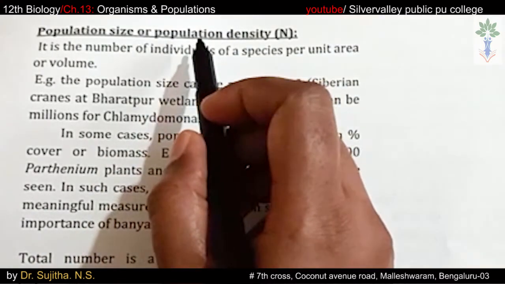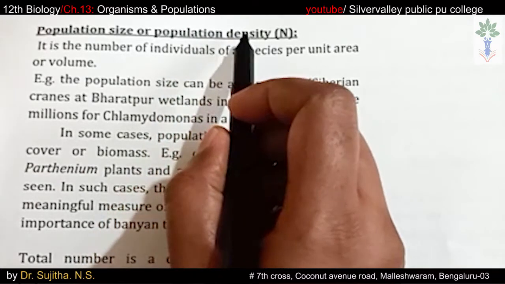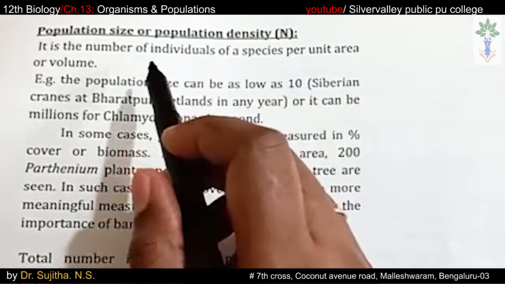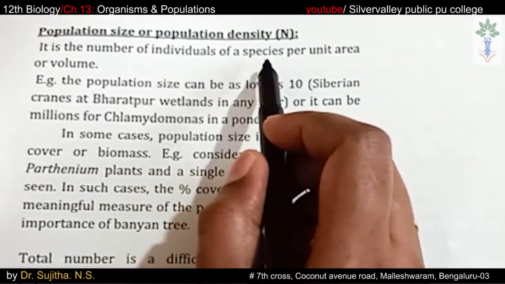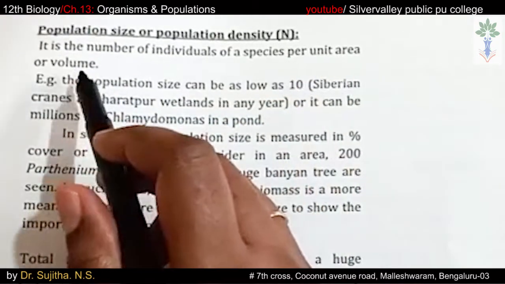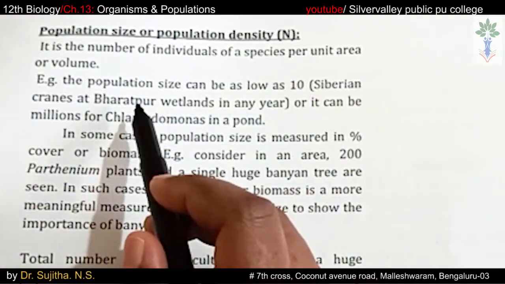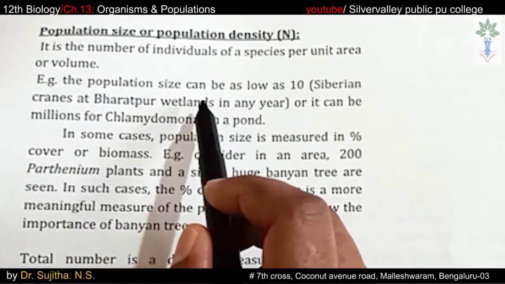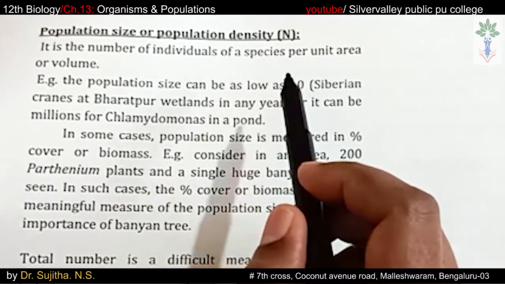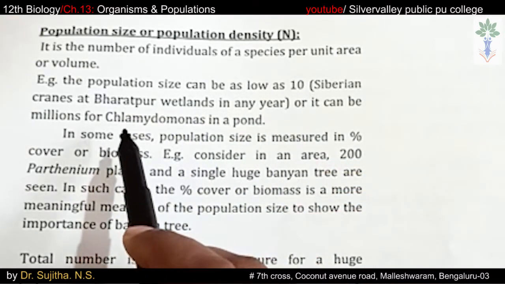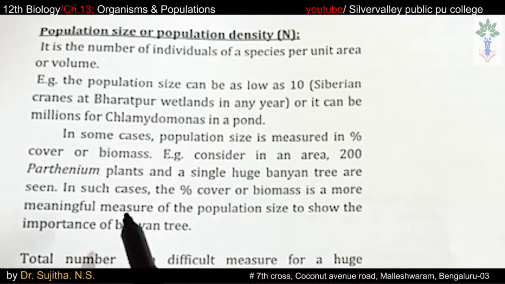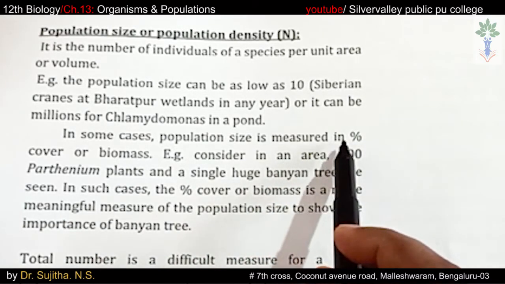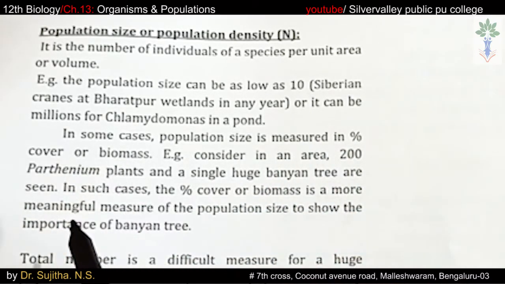Population size, otherwise also known as population density, which is represented by capital N, can be defined as the number of individuals of a species present per unit area or volume. Let us consider the example of the Siberian crane at Bharatpur wetlands. It can be as low as 10 in number, or it can be up to millions like Chlamydomonas in a pond. But in certain cases, population size is measured in terms of percent cover or biomass.